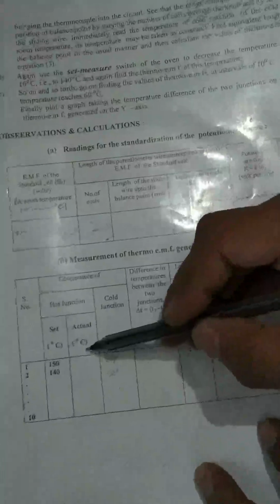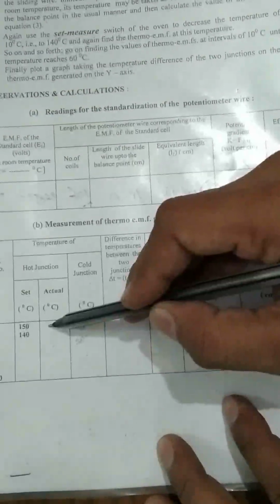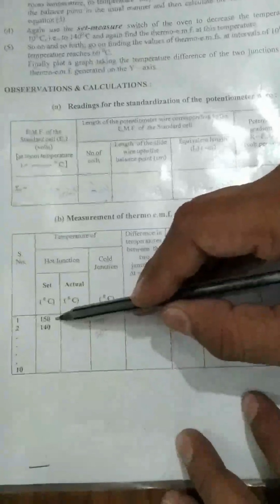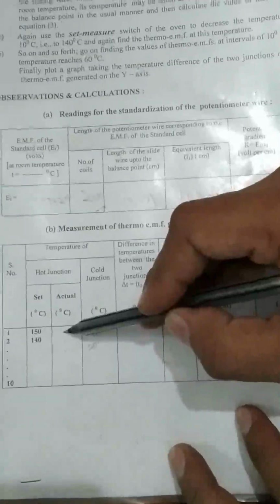These are the set values of temperature, and these are the actual values of temperature when your PID controller will increase the temperature, okay. So you have to use the actual values of temperature in your calculations, not the set values of temperature, okay. So for example, corresponding to 150 degree set value of temperature, your actual temperature is coming as 149 point something. For example, I am telling you.